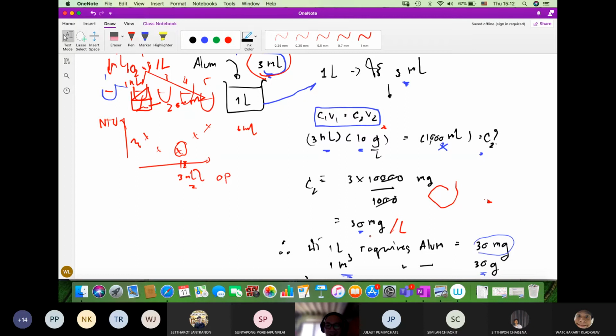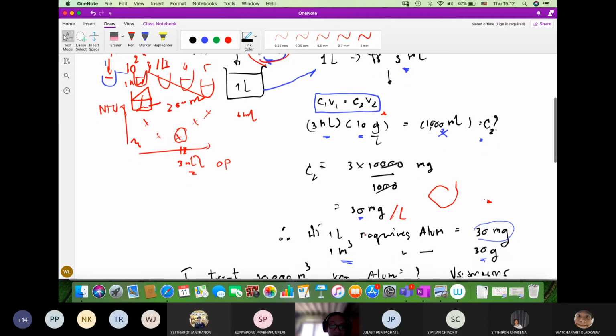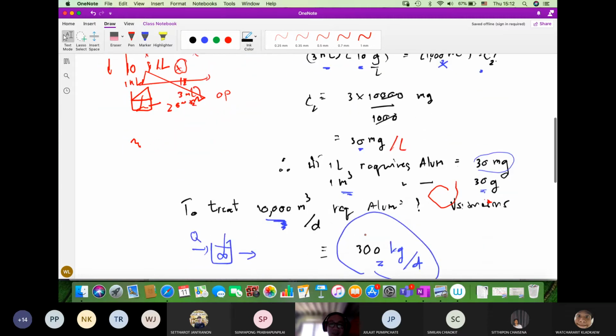The thing is, we want to know this amount. In order to treat 1 liter of water, how many milligrams of alums is required? According to the experiment, this is what we obtained: 1 liter requires alums 30 milligrams. So if you want to treat 1 cubic meter of water, it requires 30 grams.